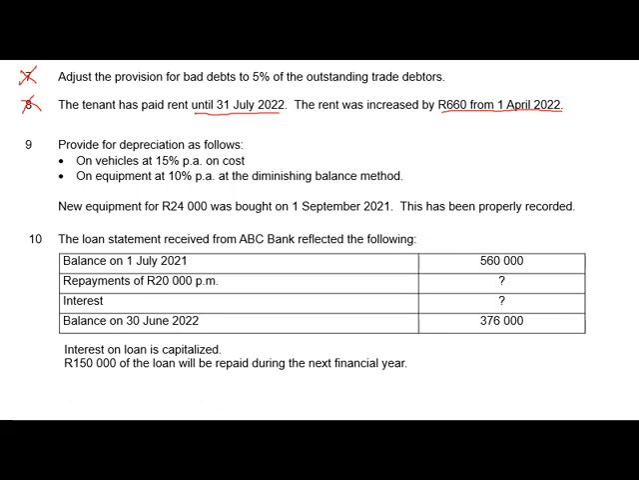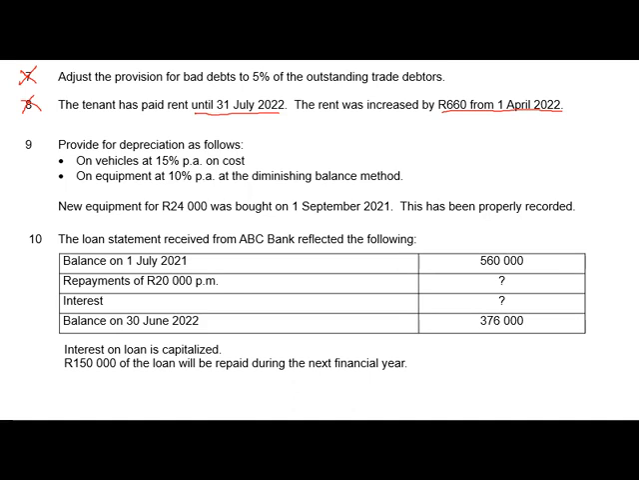And they told you that new equipment for 24,000 was bought on the 1st of March 2021. This has been properly recorded, which is good. So if they say we debited equipment, we credited bank if it was bought for cash, or we credited creditors control if it was bought on credit. So that was done.